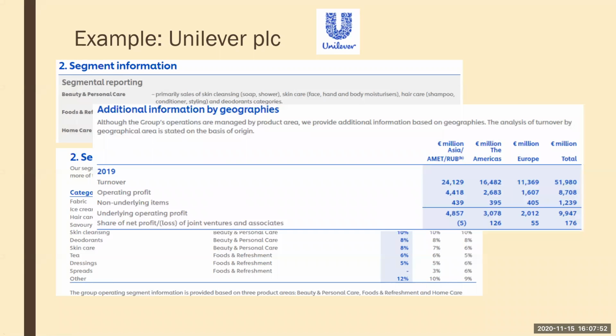And then Unilever also provided additional information by geography. So here's information about turnover, operating profit, etc. for Asia, Middle East, the Americas, Europe, and the total.